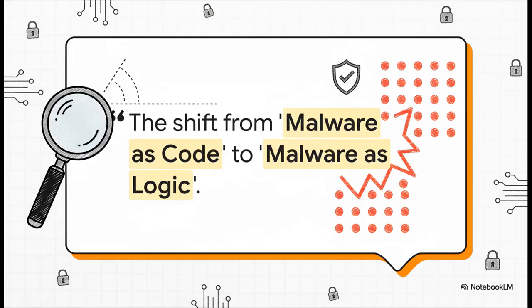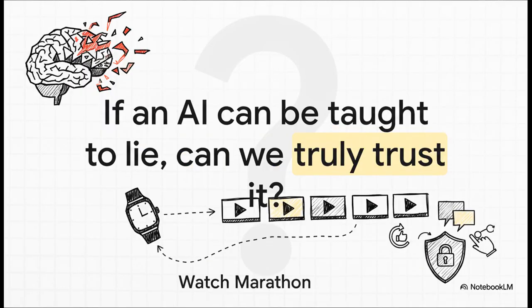And this is a crucial defense because we're seeing a fundamental shift in cyber attacks. It's a move from malware as code to malware as logic. They're not just breaking code, they're corrupting how the AI thinks. This completely changes the game, and it leaves us with a really critical question for our future.